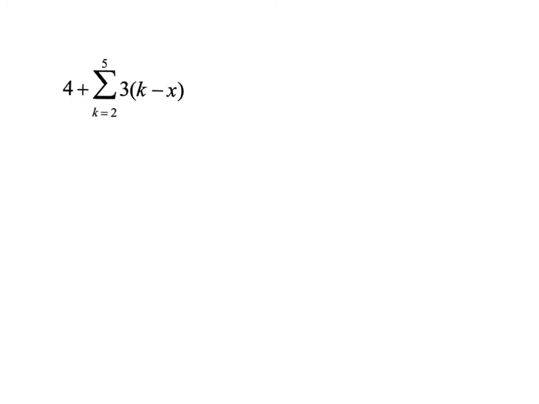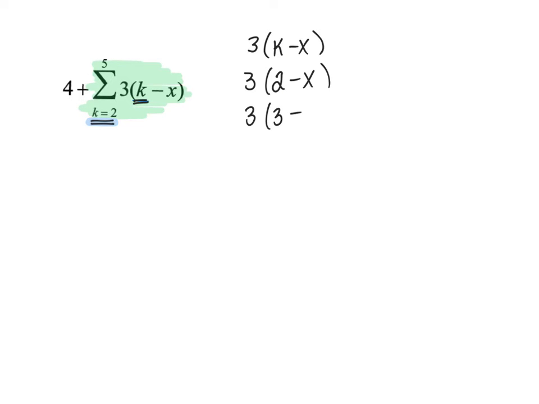Okay, so similar to yesterday, we find this sigma notation, the sum, and then we add 4 to it. So my goal is going to be to solve this first. But notice my start is the variable k. So we're going to plug into k only. So I'm starting with 3 times k minus x. So I'm plugging in k is 2 and ending at 5. So k is 2 minus x, then 3 minus x, then 4 minus x, and then 5 minus x. Again, notice I plugged in k's and left the x's alone.